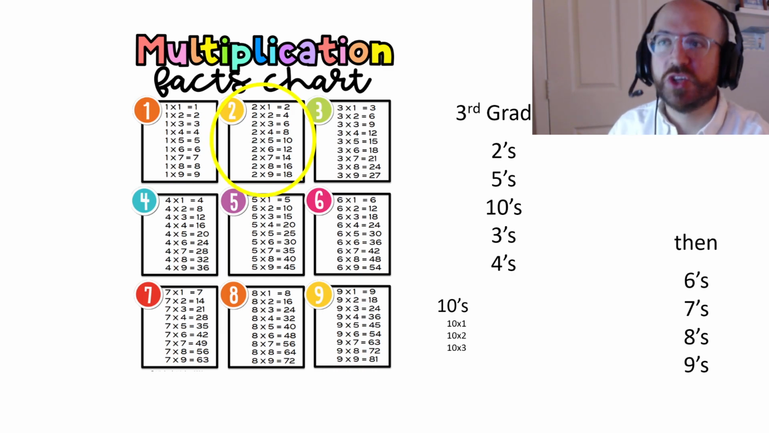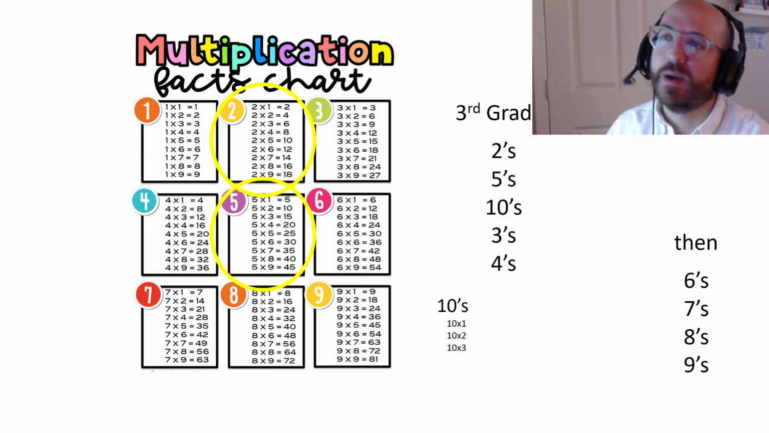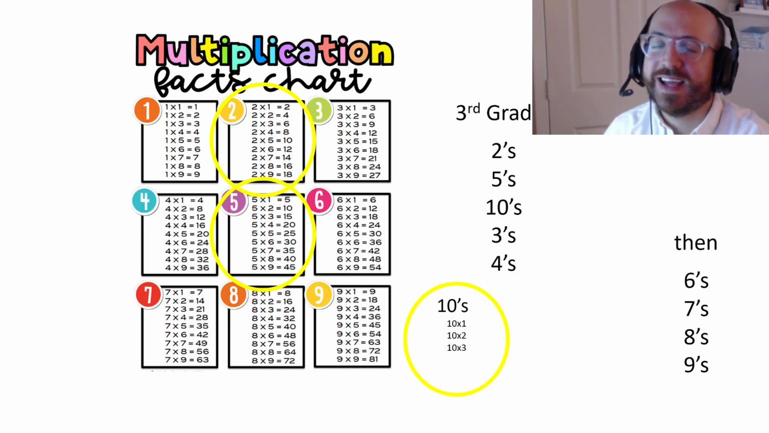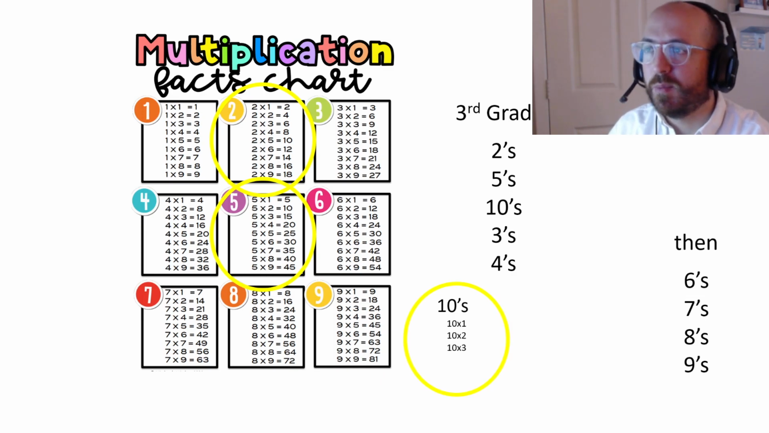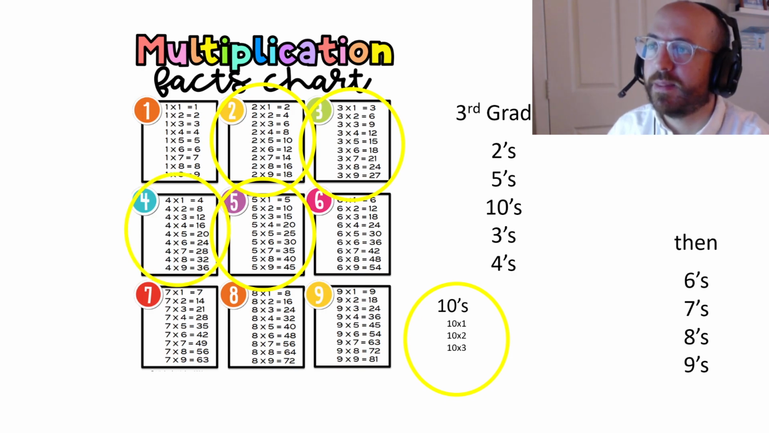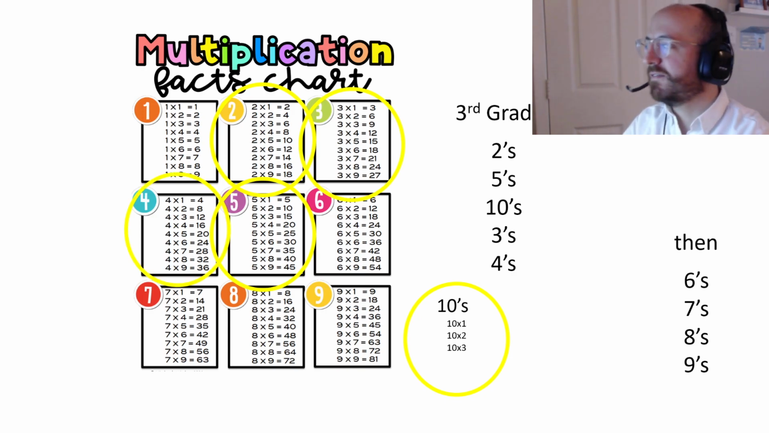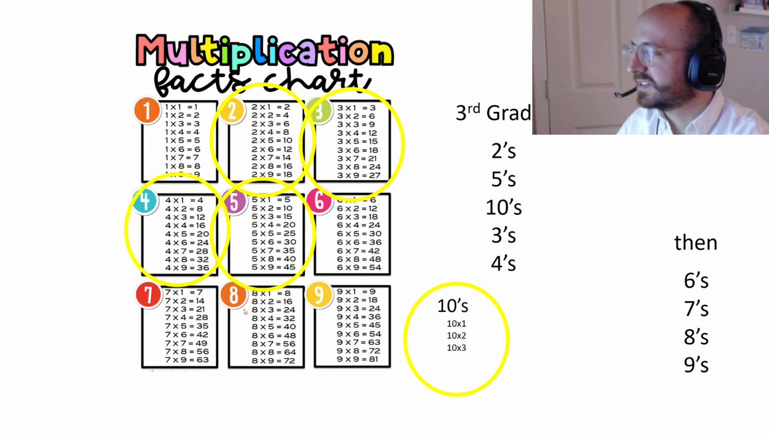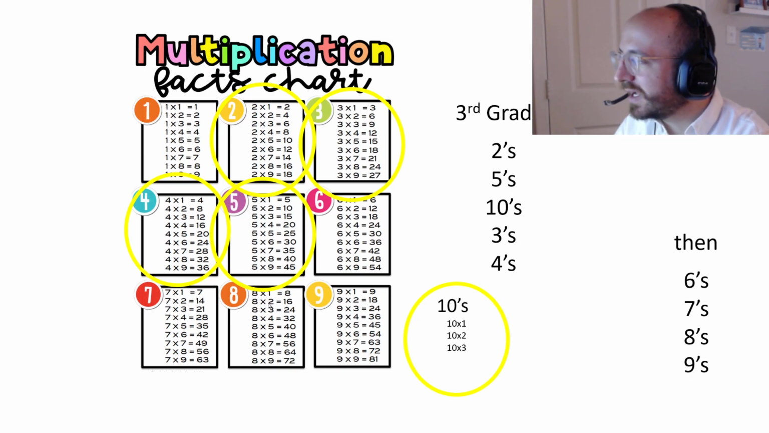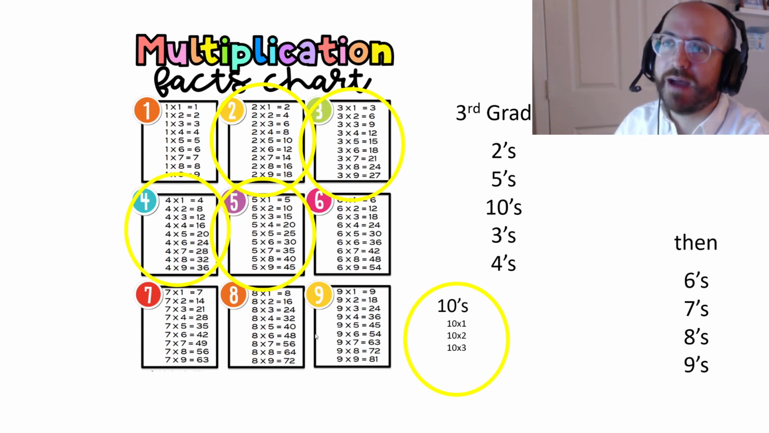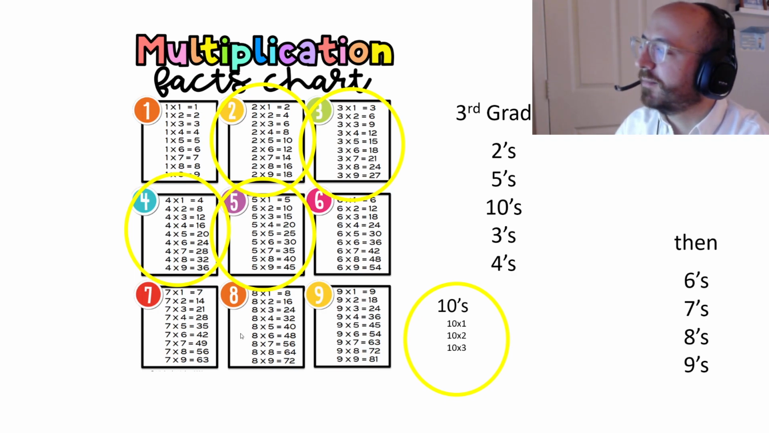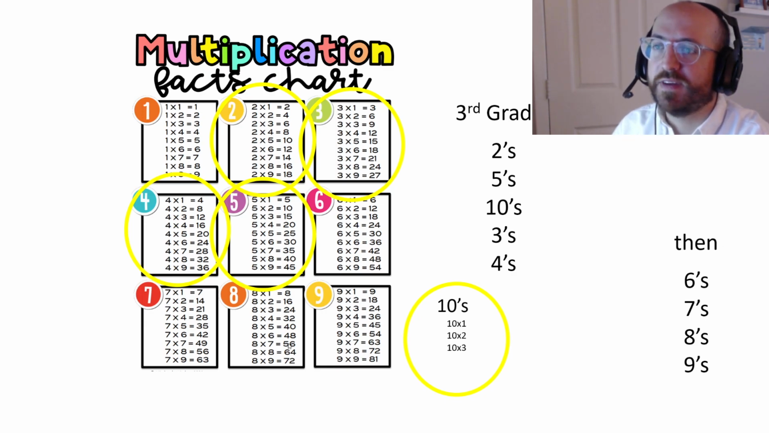First, we learn the 2's, doubling. Then we learn the 5's. The 10's you already know. Then we get after the 3's and the 4's. And then finally the harder facts, 6, 7, 8s, and 9s. And in these, look, the 8s, 8 times 2 is a 2 fact. 8 times 3 is a 3 fact. So we really won't have that many more to go in these harder, tricky facts.